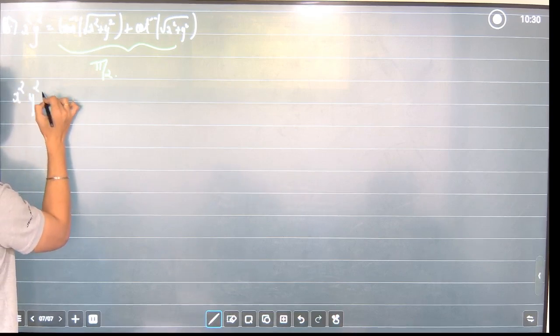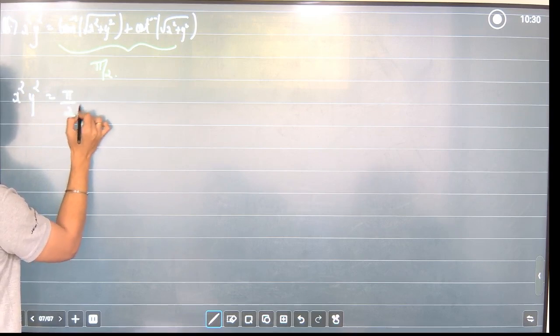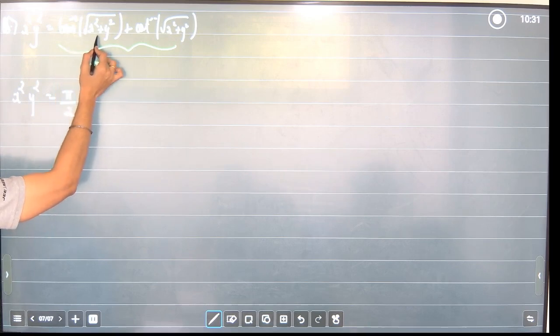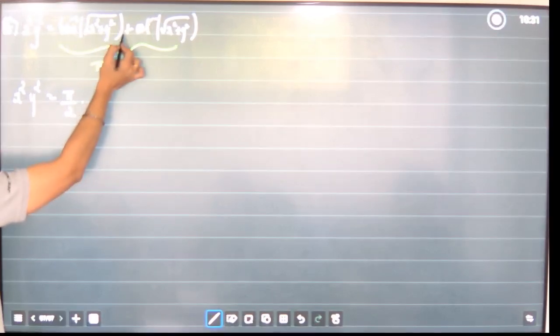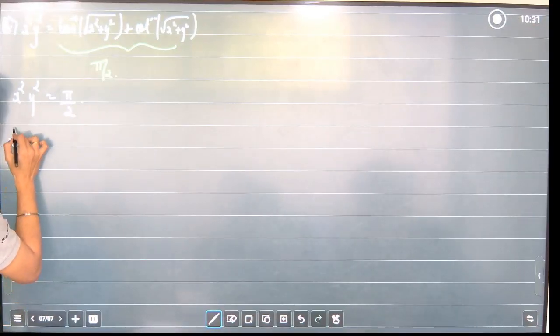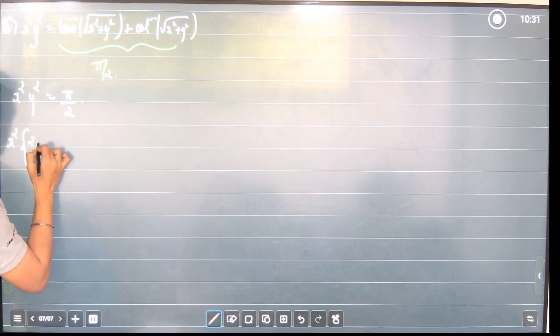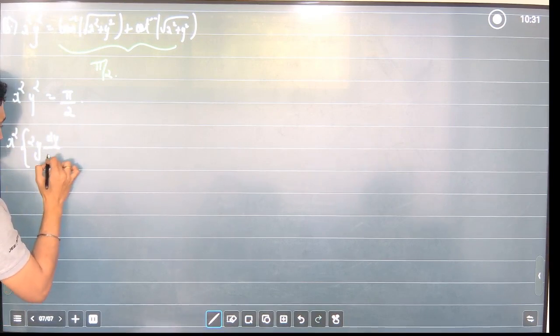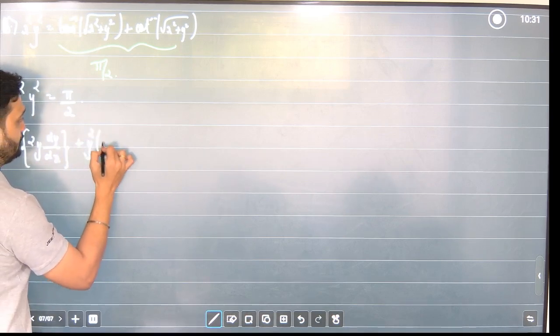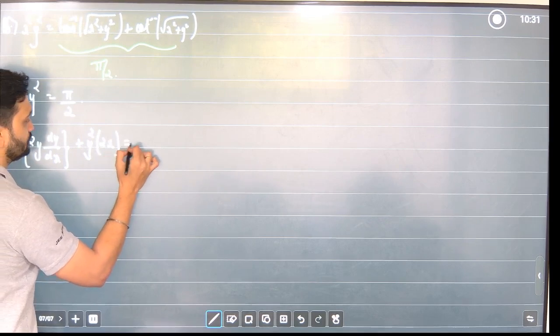x square y square is equal to pi by 2. That's it. If you derivate it, that will become too lengthy for you. But in trigonometric functions, we know that tan inverse of a value plus cot inverse of the same value is going to give you pi by 2. It has to be same. And now if I differentiate this, it is the first term into derivative of second term plus second term into derivative of first term is equal to 0.